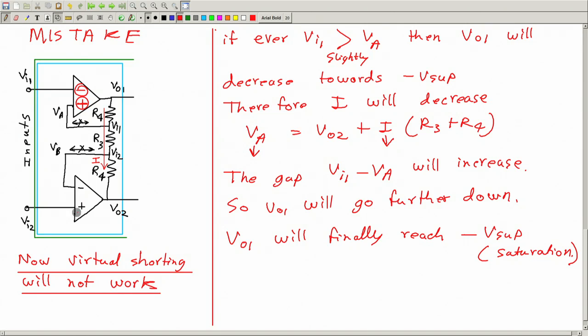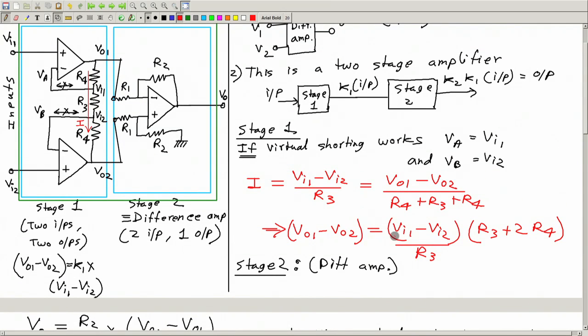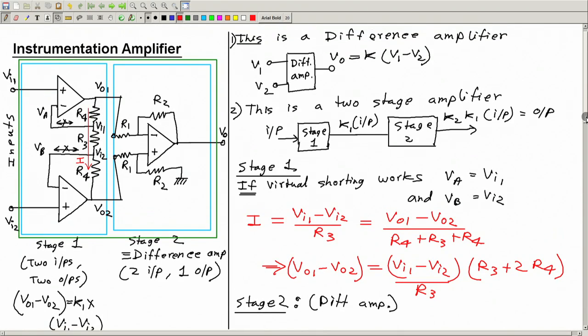Similarly, if you swap these two terminals, if you make this plus and this minus, then for this op amp virtual shorting will not work, and then you cannot do this derivation, you cannot write these equations. So this will no longer act as an amplifier the way we were expecting. So correct plus and minus symbols are very essential, otherwise your circuit will not work and your answer will be wrong. And the last thing, I will finish with one statement.